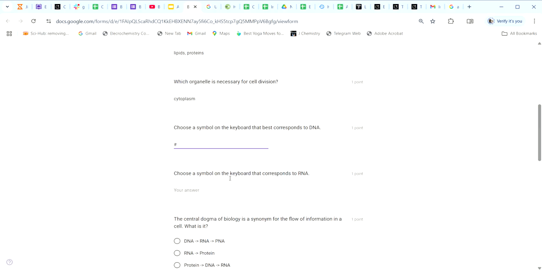Choose a symbol on the keyboard that corresponds to RNA. Okay, the symbol. Okay, that should be in case of RNA.